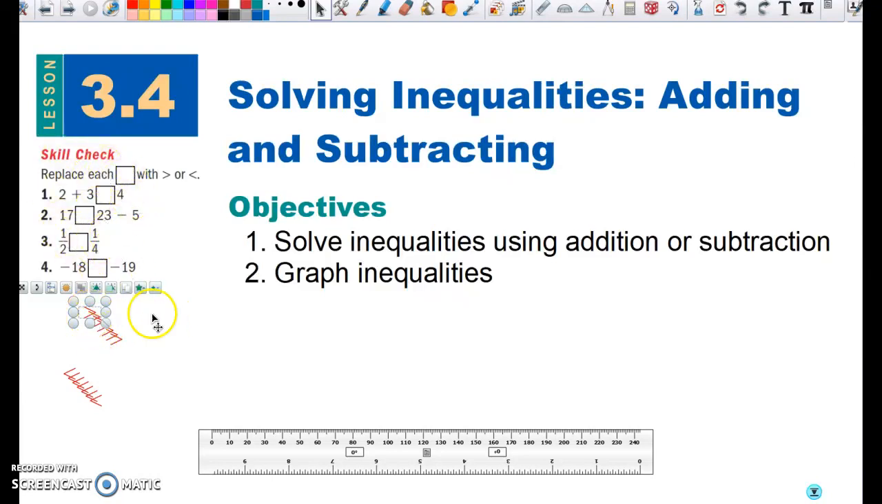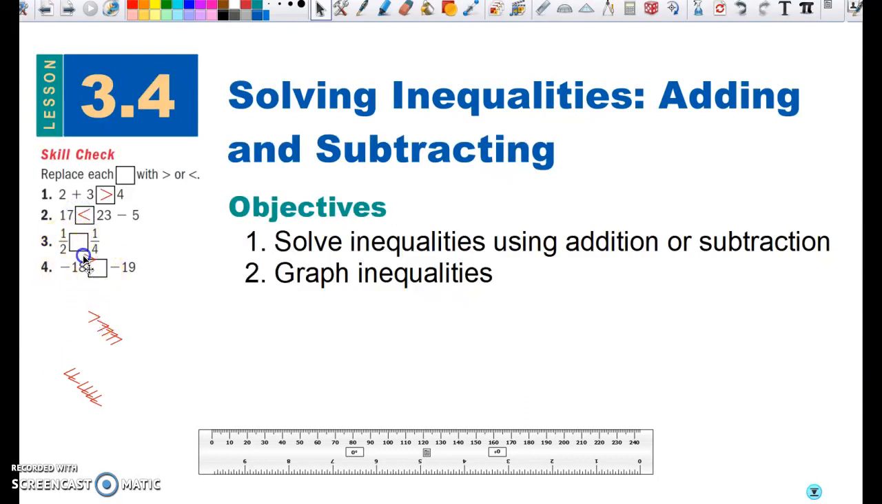Let's start with our skill check. Give yourself a minute to go ahead and fill in those boxes. Okay, so 2 plus 3 is 5. That's bigger than 4. And notice the way that the sign is showing. Right? The way that I read this sign is that the expression on the left is greater than the expression on the right. Okay, on the next one, 17 is blank, 25 less than 23 less than 5, that's 18, so 18 is bigger. So that's going to go here.